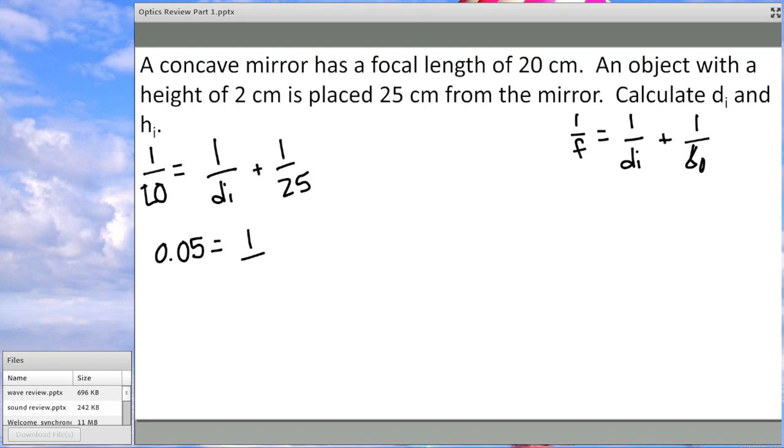And I'll have 1 over DI. At least you could see why I didn't want to do lenses and mirrors in the same week, because I knew that would take way too long.